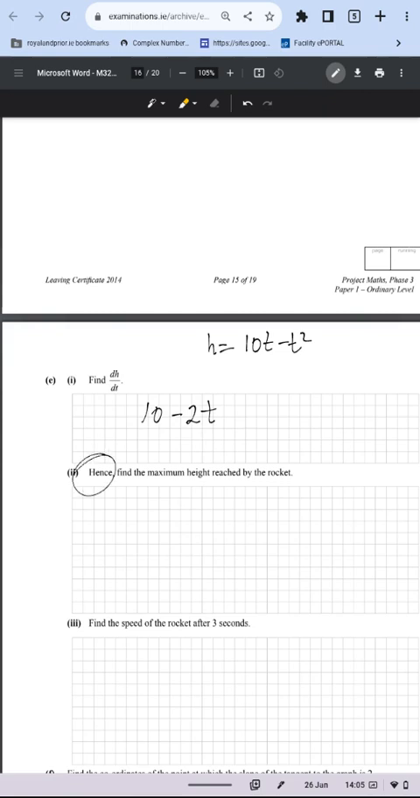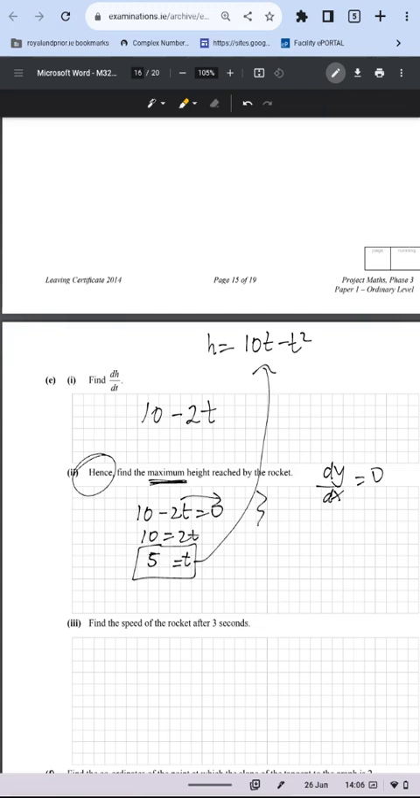Hence, use that answer to find the maximum height. Once I see maximum, I'm thinking dy dx equal to 0. So my derivative there is 10 minus 2t, and that is equal to 0. 10 is equal to 2t. t is equal to 5. Now that's the time at which the maximum height occurred. To work out the maximum height, we've seen it in the table to be 25. We're just going to sub it in. So it's a way of verifying it or getting the answer without drawing the graph. Throw it in your calculator and you get your 25, which we said earlier on.